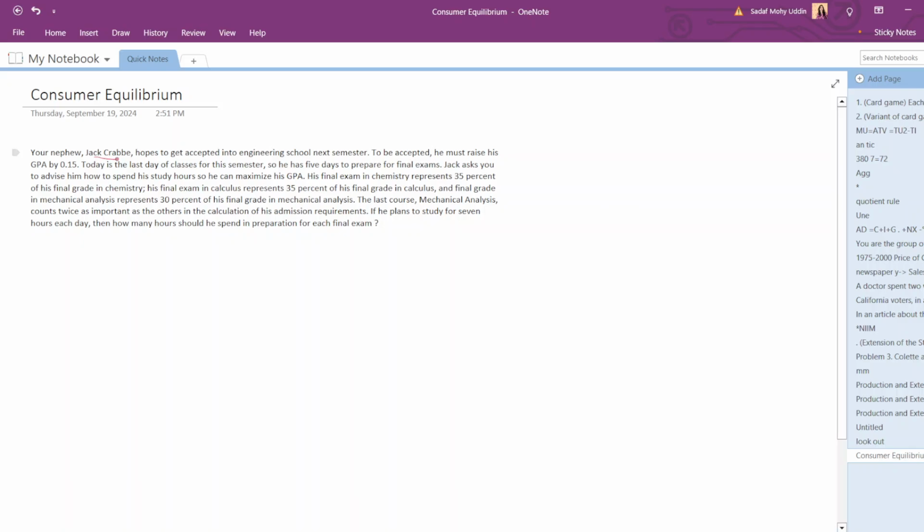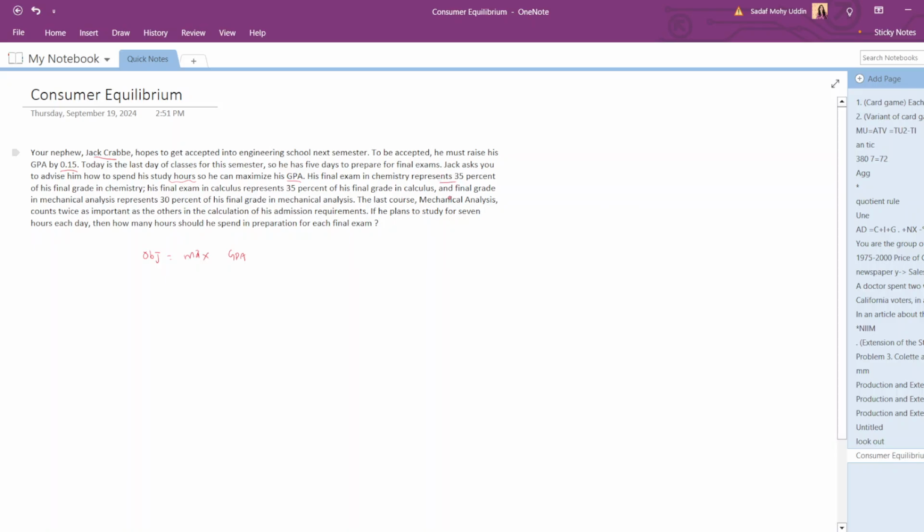In this case, we have a case study. Your nephew Jack wants to go into engineering school and he needs to raise his GPA by 0.15. And today is the last day of his semester. He needs to allot study hours so he can maximize his GPA. So from here, I can write down that the objective here is maximizing GPA. Jack's goal is to maximize GPA, which is the same as saying maximizing utility.